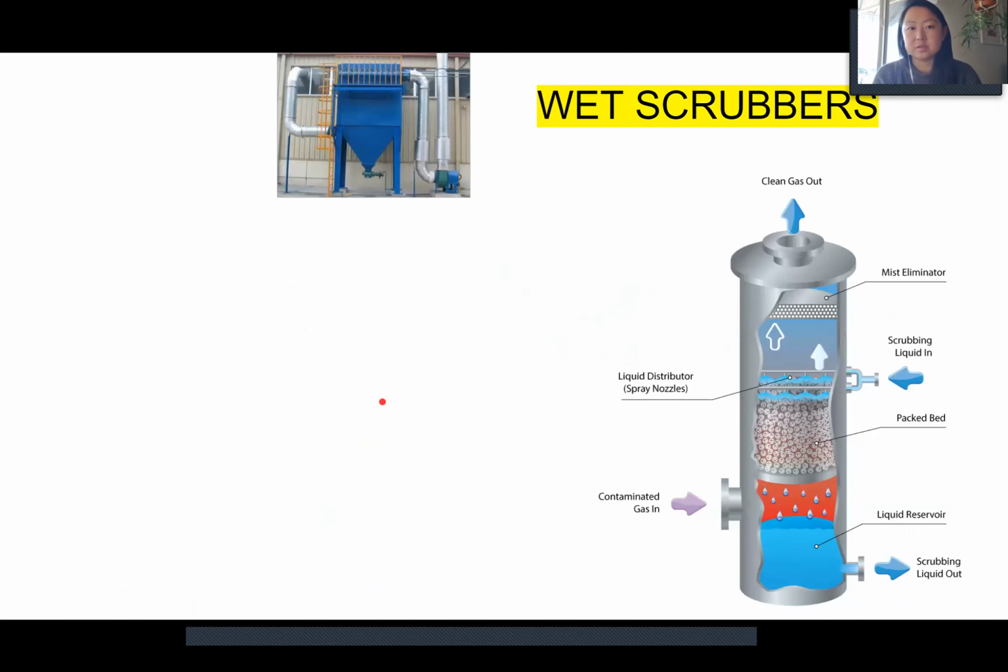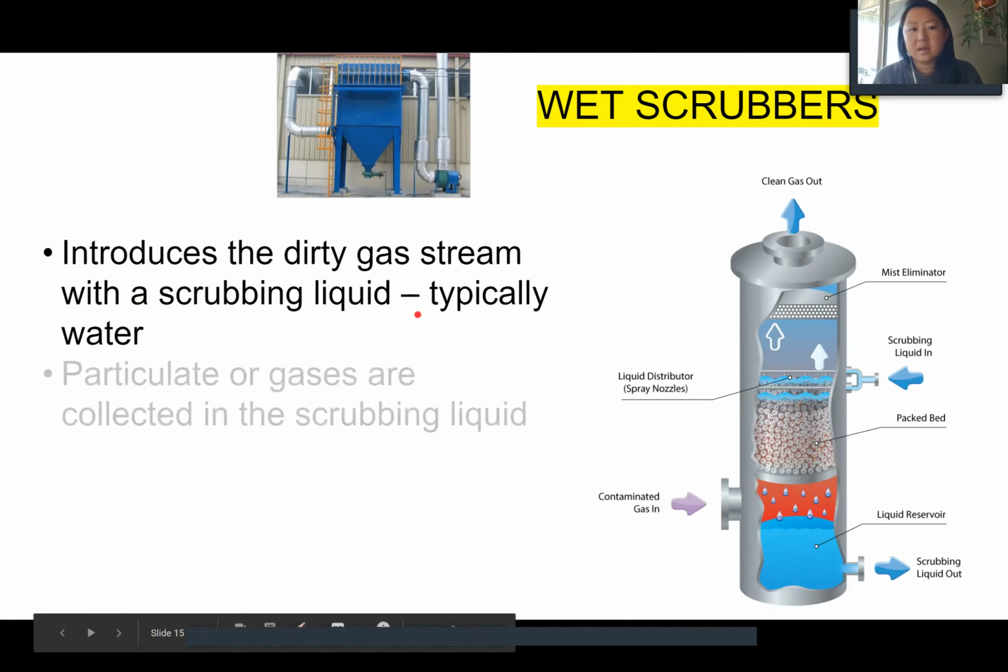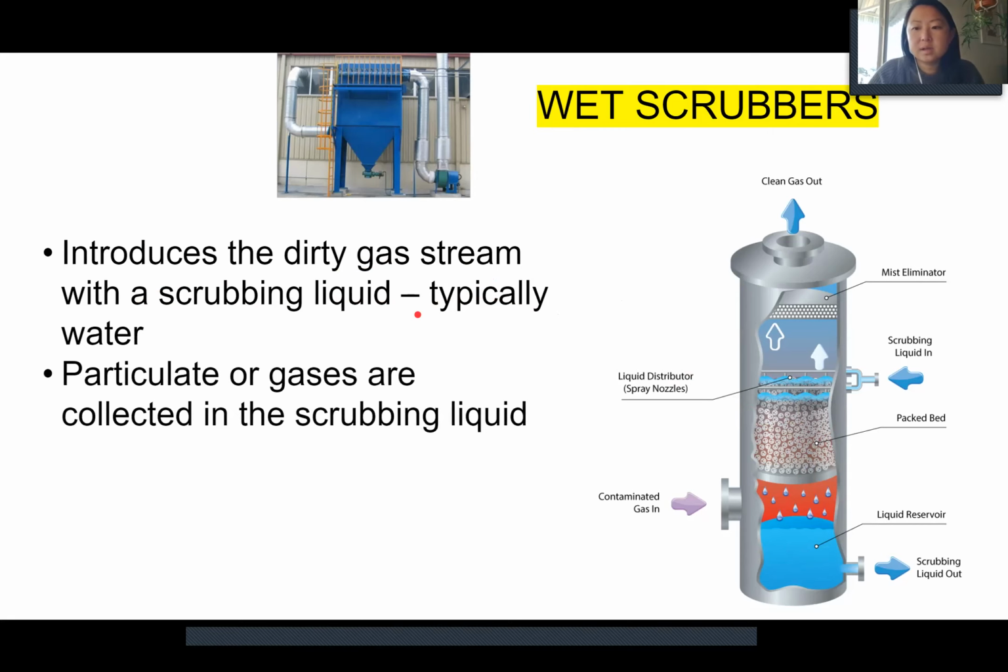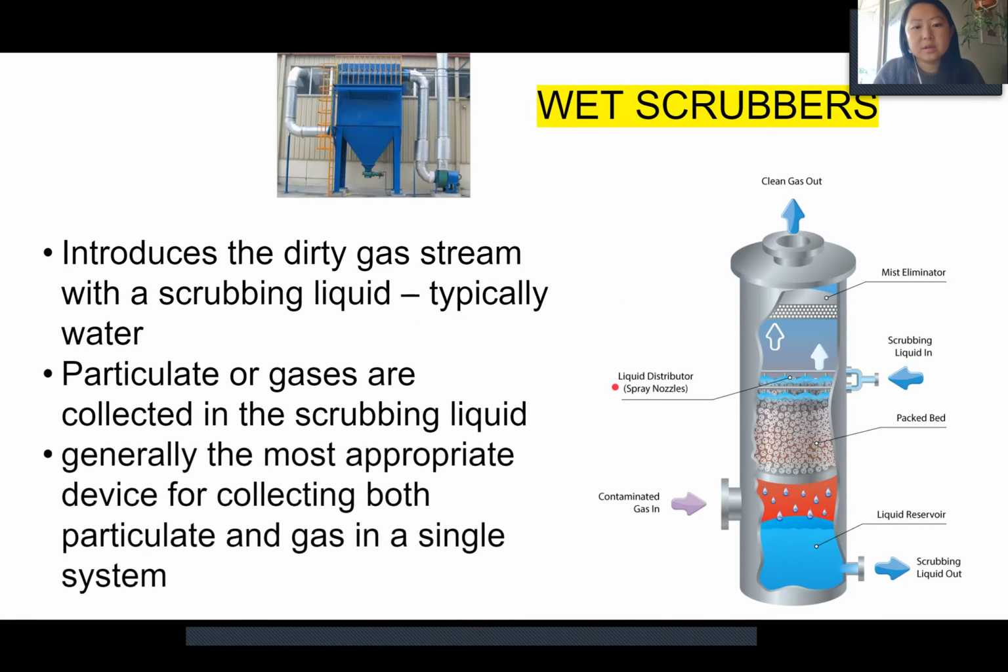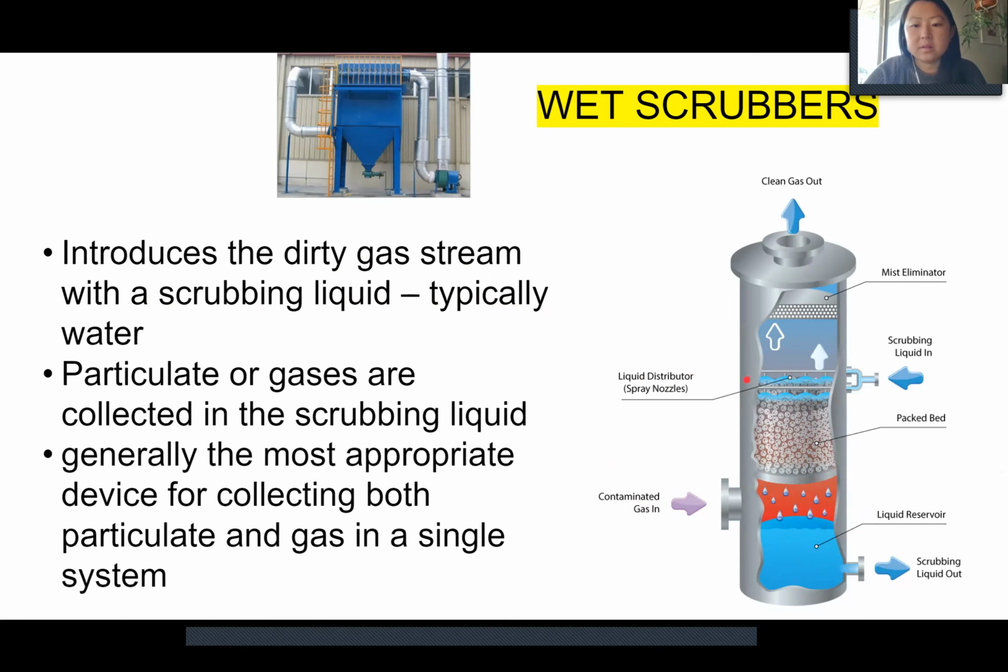And so there are two different types that I want to introduce. There's wet scrubbers, which use water to perform this filtration. It introduces the dirty gas stream to a scrubbing liquid, typically water, and the particulate or gases are collected in the scrubbing liquid. Generally the most appropriate device for collecting both particulate and gas is a single system. So you can see here, the contaminated gas comes in and meets this liquid reservoir, and then it goes through all of these different mechanisms to filter out the contaminants. And so when it is released, it is a lot cleaner.